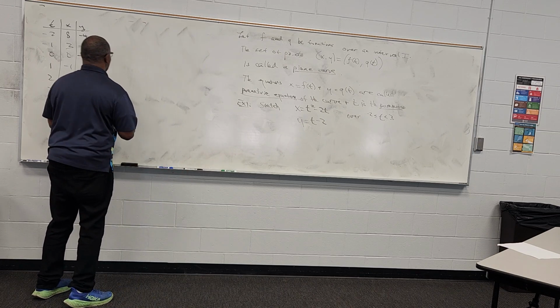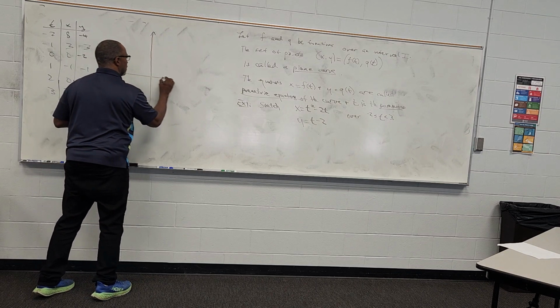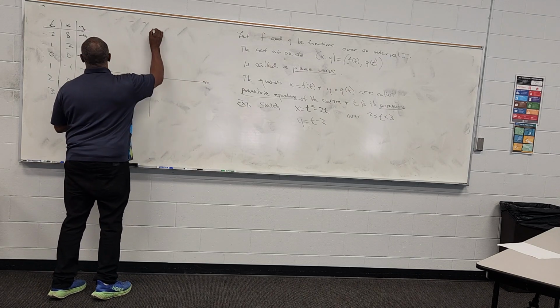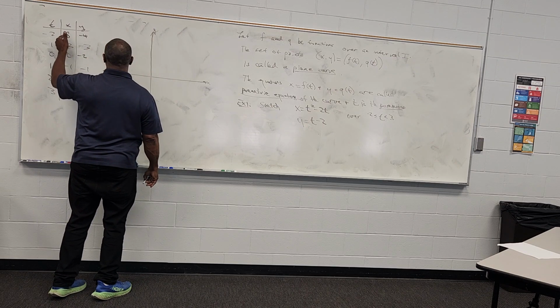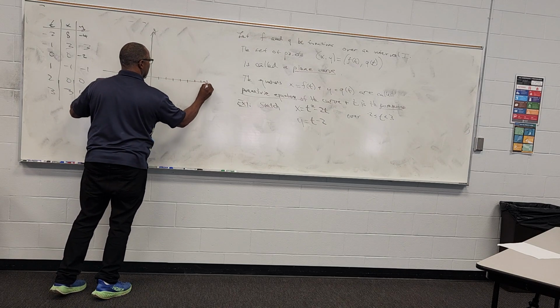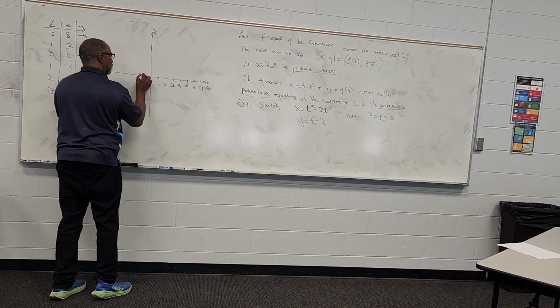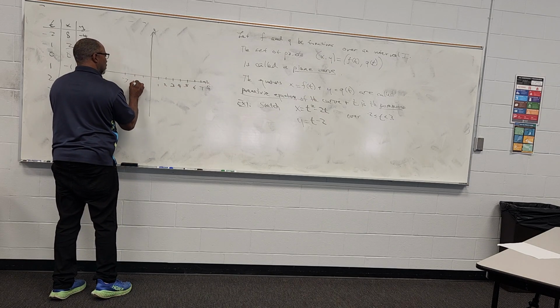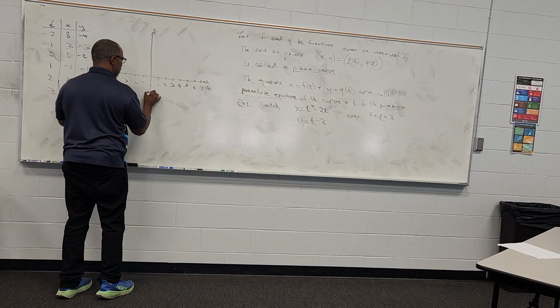All right, so let's sketch the graph. There's the x-axis. There's the y-axis. The x's go from negative 1 all the way up to 8. So 1, 2, 3, 4, 5, 6, 7, 8. The y's go from 0 to negative 4, maybe.